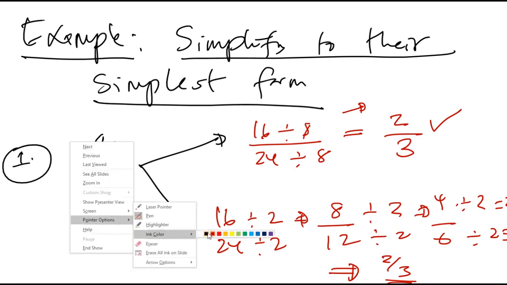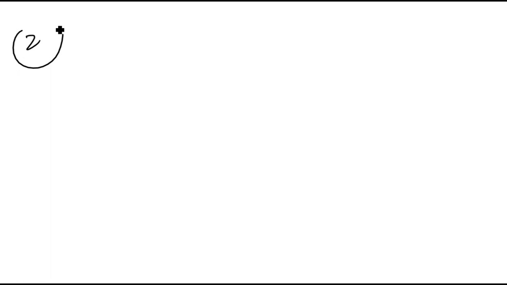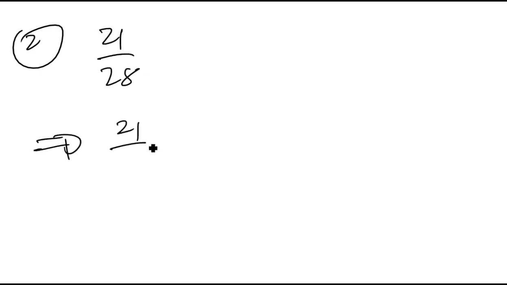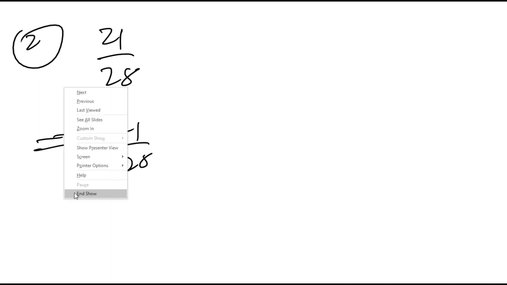Okay, so let's see. Example 2. You have 21 over 28. If you look at this one, only 28 can be divided by 2, 21 cannot. Only 21 can be divided by 3, 28 cannot. So here, we don't have any other choice.